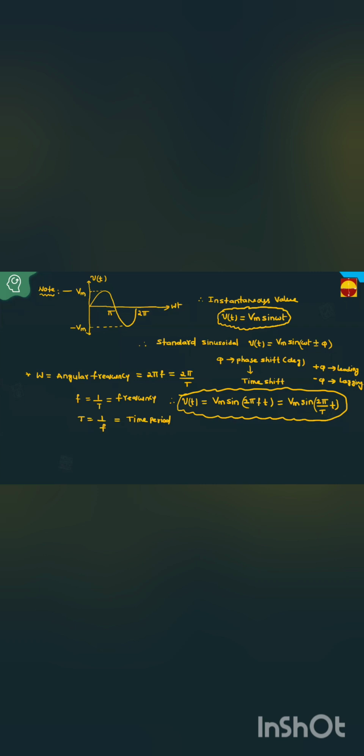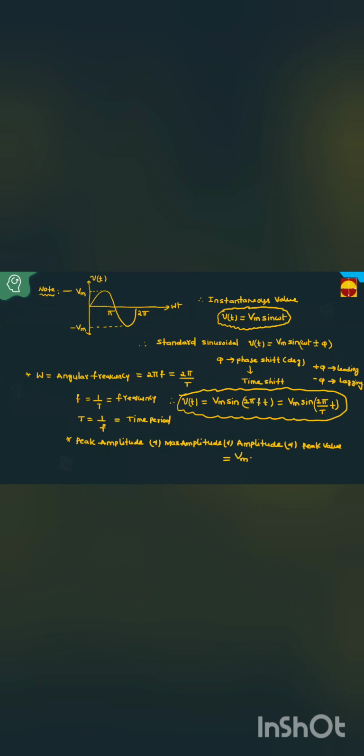Let's go on. Then how to write the peak amplitude or maximum amplitude? Peak amplitude, or maximum amplitude, or simply amplitude, or simply peak value. Different names. This is equal to Vm. Peak amplitude, maximum amplitude or peak value is equal to this.